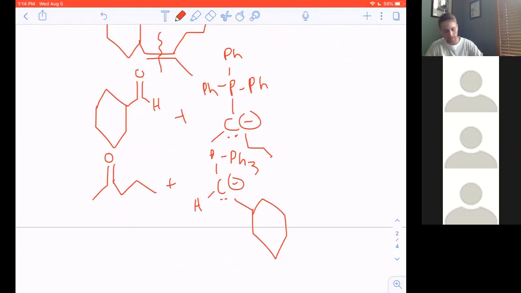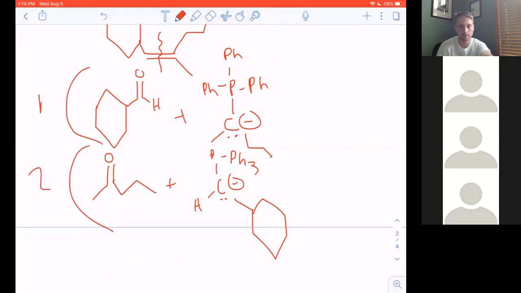So looking at that, if you could respond in the chat, do you think one or two? So this set of reagents, number one, or this set of reagents, number two, is going to be more favorable for doing this reaction? I'm getting a little bit of each, but mainly two.